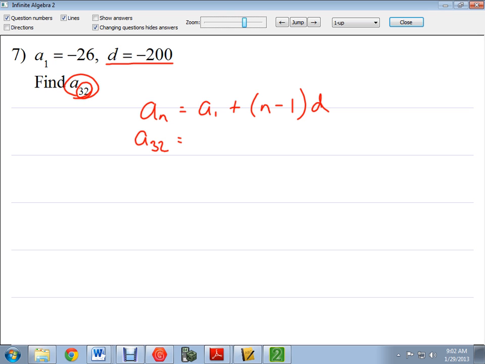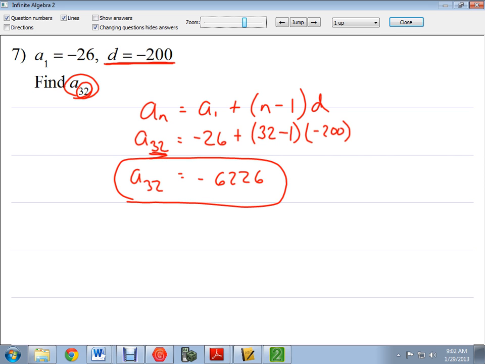In this case, we're looking for a sub 32, so I'm going to say a sub 32 is equal to a sub 1, which is referring to the first term, which is negative 26. It's given to me in the information. Plus, since I'm looking for the 32nd term, n is 32, minus 1, times the common difference, which was again given to me at the beginning of the problem, is negative 200. Now this is a pure calculation thing. We don't really have to do anything special with this type. All we have to do is say what negative 26 plus 32 minus 1, which is 31, times a negative 200 is, and that is negative 6,226. And if we extended the sequence out 32 places, that's what the number would be. That's the 32nd term of the sequence.